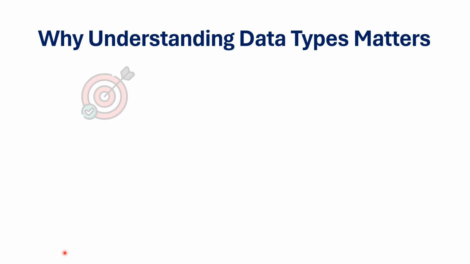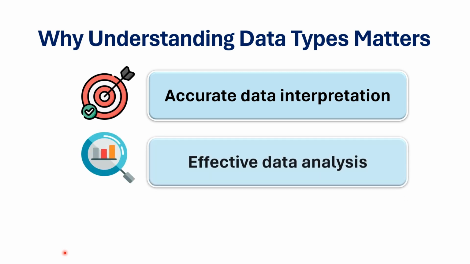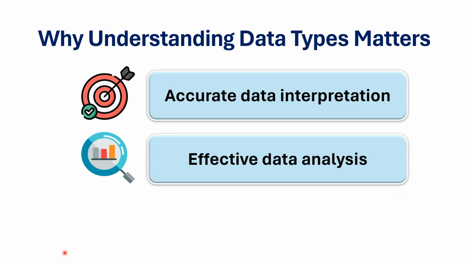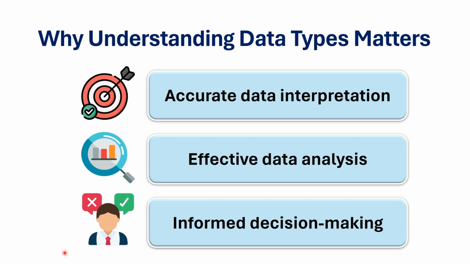Why is it important to understand different types of data? First, accurate data interpretation. When you know what type of data you're dealing with, you can interpret it correctly. Second, effective data analysis. Different types of data require different analytical methods, and knowing the type helps you choose the right method. Third, informed decision-making. Whether you're in business, healthcare, education, or any other field, making decisions based on the correct interpretation of data is crucial. Misinterpreting data can lead to poor decisions and unintended consequences.